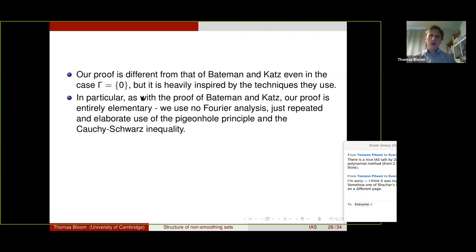And in particular, both proofs, the proof of Bateman and Katz and the proof in our paper, are entirely elementary. So no Fourier analysis is used, nothing particularly complicated, just repeated use of the pigeonhole principle and the Cauchy-Schwarz inequality in quite an elaborate, intricate way.